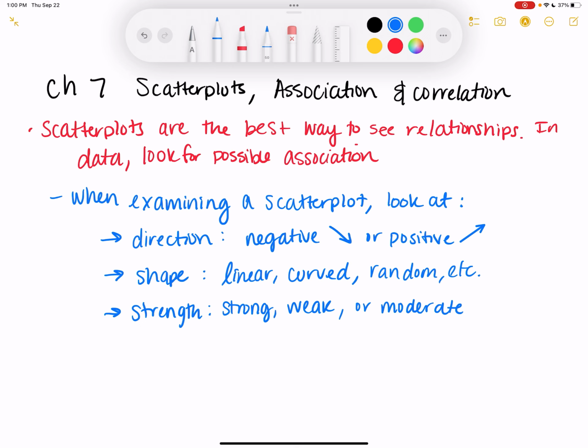Look at, so similar to how with the last one we had shape, center, spread, outliers, or we had our SOCKS, we have a similar kind of thing. There's no acronym to help you remember it, but it's the same principle. We're looking at direction, meaning is it going negative, in terms of slope, or positive.